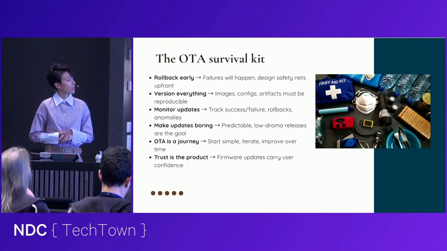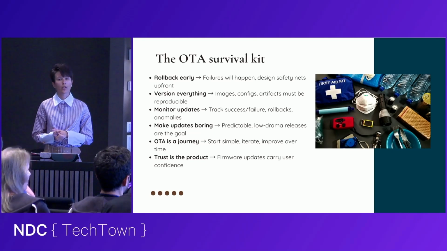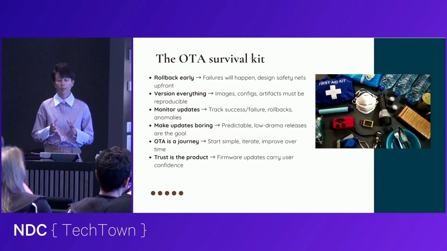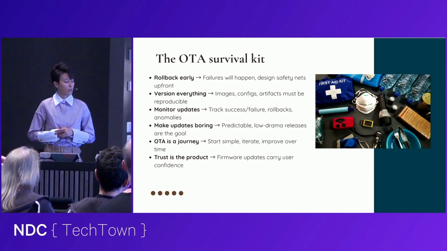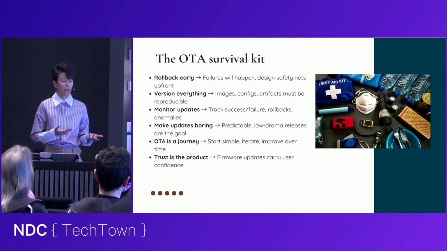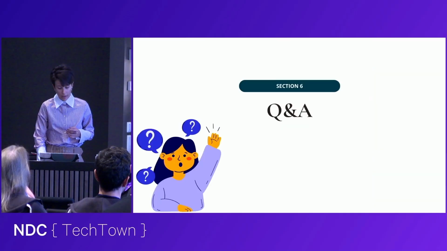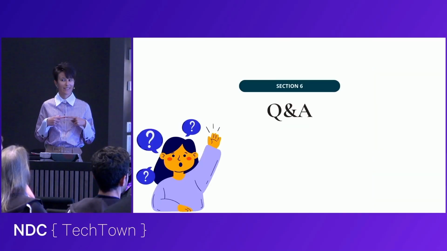And lastly, I want to say that trust is the product, because firmware updates carry the user confidence. If users experience devices which are bricked, which are stuck in an unknown state, which have a significant downtime, they will lose trust in your product. Okay. And lastly, this brings me to questions and answers. Are there any?